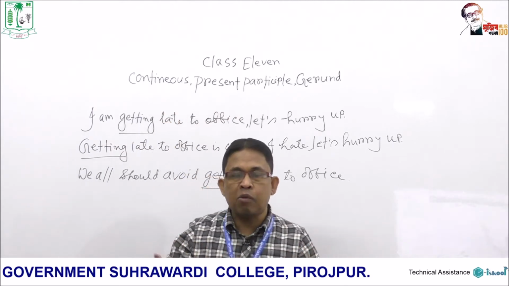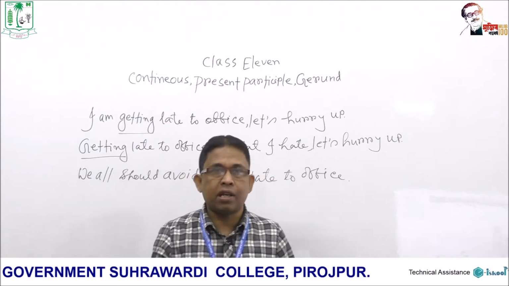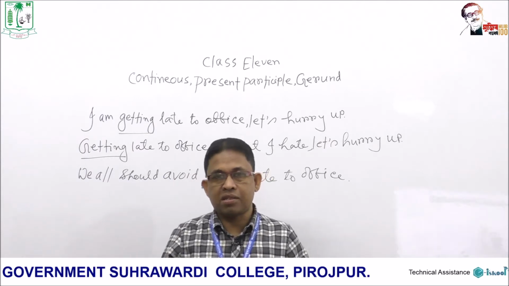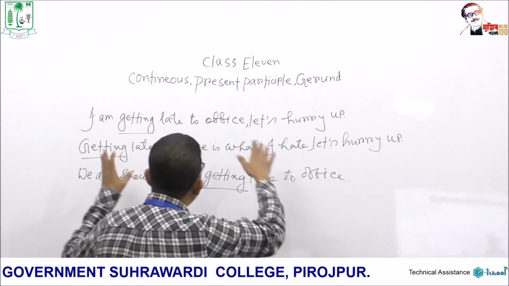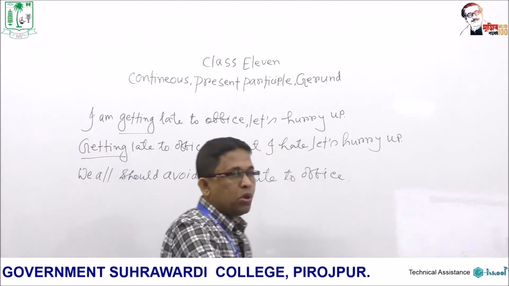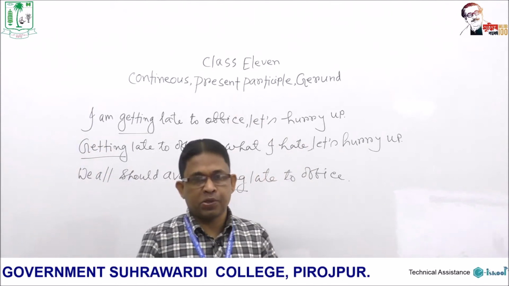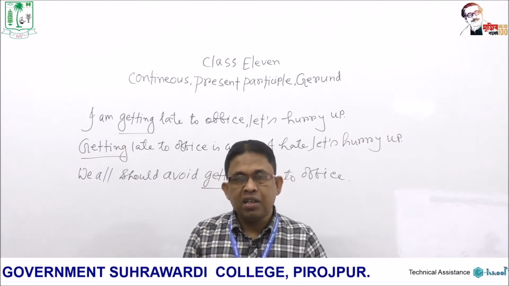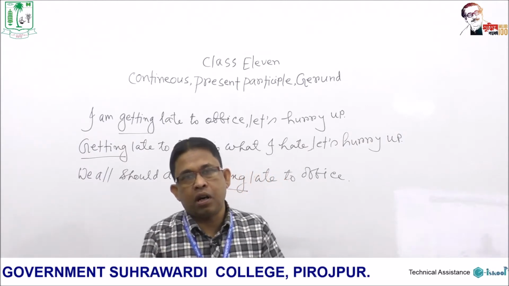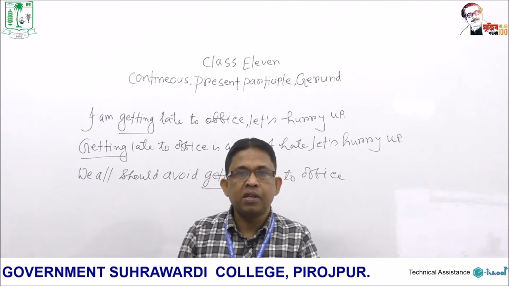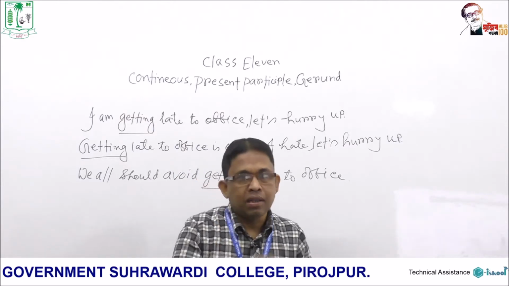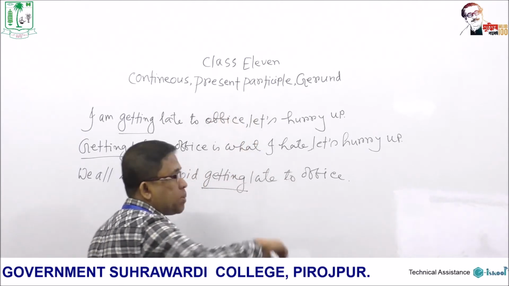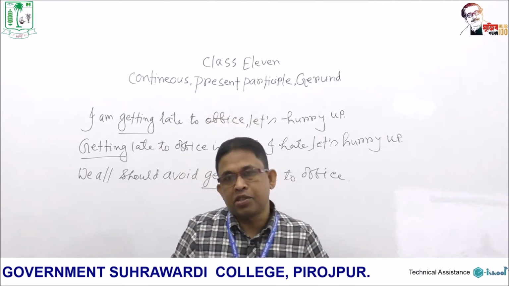The continuous form of verbs takes ing at the end. In our previous classes, I wrote as many as 48 sentences on this board, depending on different forms of tenses. And we found that all the continuous forms of main verbs take ing at the end. Number two, present participle also takes ing form.